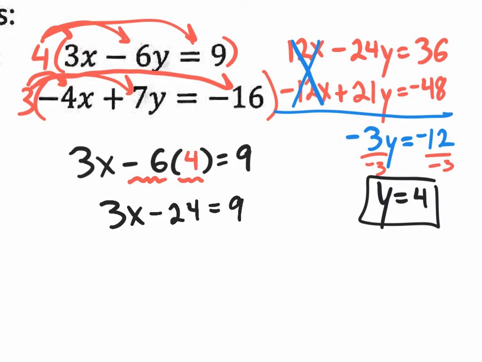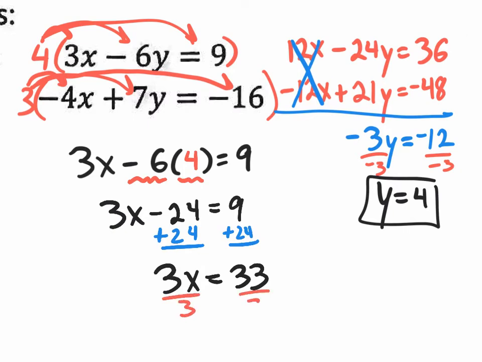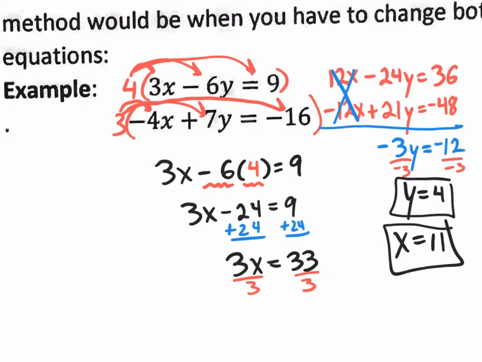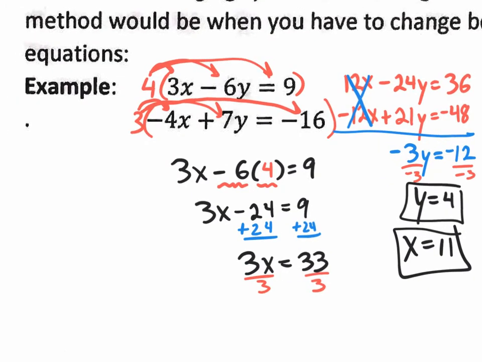Let's get rid of that minus 24 by adding 24 to both sides. So you're going to have 3x equals 9 plus 24, which is 33. So my final step will be to divide by 3, and my answer will be x equals 11. So my answer as a coordinate to the system, which you have to write as a coordinate, x and y value, the answer is (11, 4).